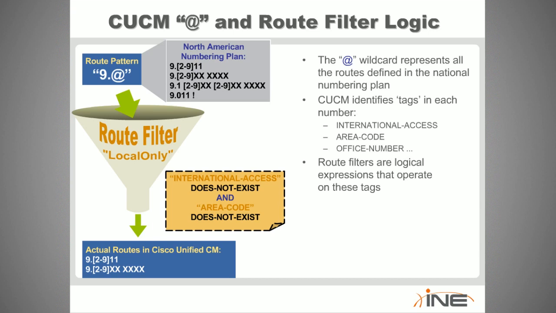Okay, we could include that by just changing this route filter to say international access does not exist, and I believe it's, I have to look at the actual route filter, make sure I have the name proper because I don't use route filters and the @ symbol too much.